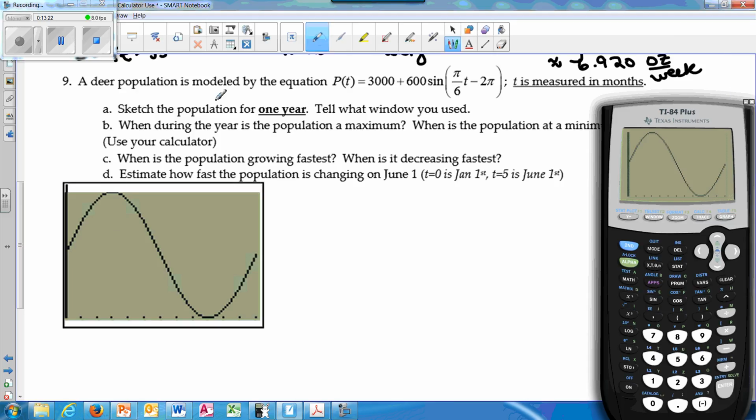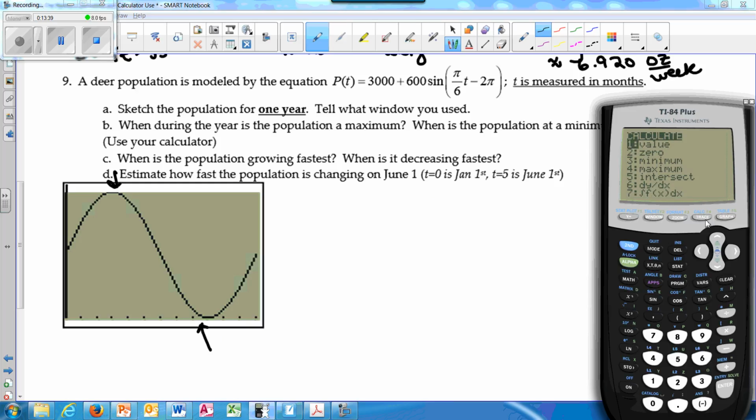Okay, so that's the population for 1 year, which makes sense that it's sinusoidal. When during the year is the population a maximum? So that's going to be right here. And it also asks when is the population a minimum? That's going to be here. So we're going to use our calculator's trace button and calculate. So we're going to do calculate, second trace, the maximum.